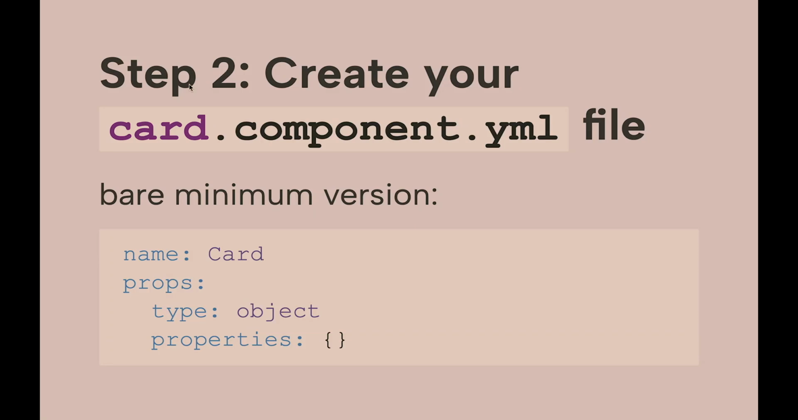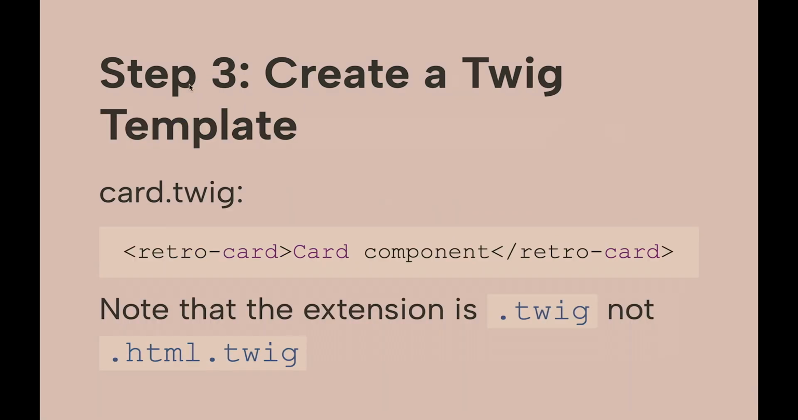First thing we do is create a card.component.yaml file. And this is the absolute bare minimum of what you would need in that YAML file, the machine name. And it's a little annoying, but even if you don't have props, you have to have an empty props object for this to validate. I don't believe that has changed in single directory components.